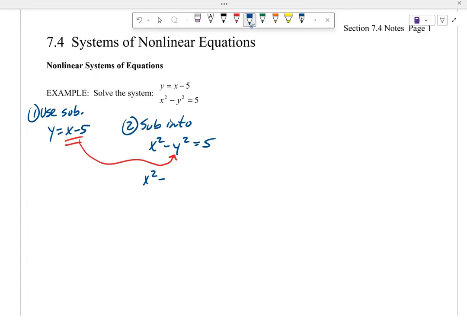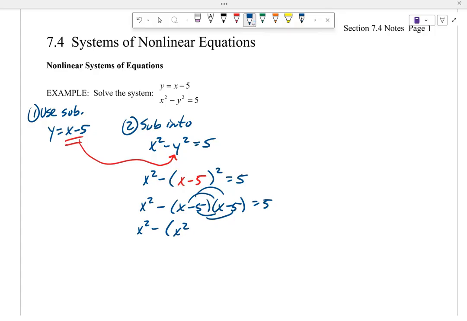So I have x squared minus y squared equals 5. Again, y is x minus 5. And then I'm going to go ahead and expand this. FOIL that out, first, outer, inner, last. So you got x squared minus, I got x squared minus 5x minus 5x, so minus 10x plus 25 equals 5. Then go ahead and take that minus through. Notice the x squareds cancel, so we got 10x minus 25 equals 5.